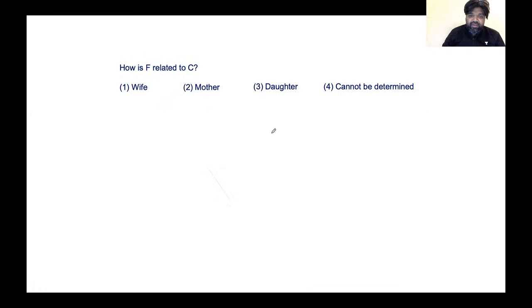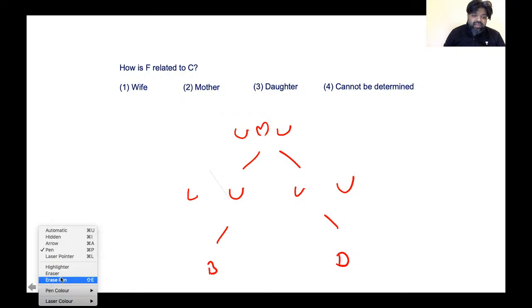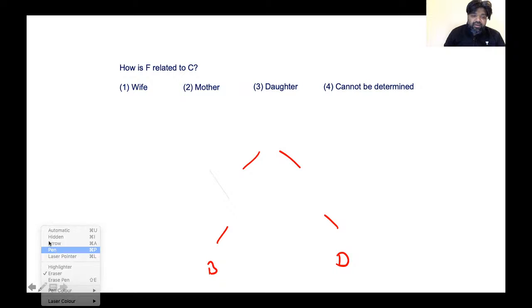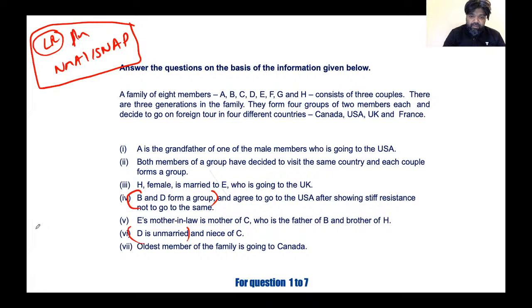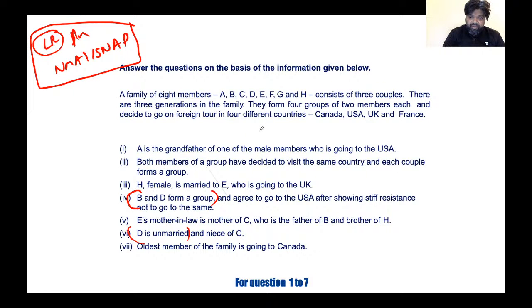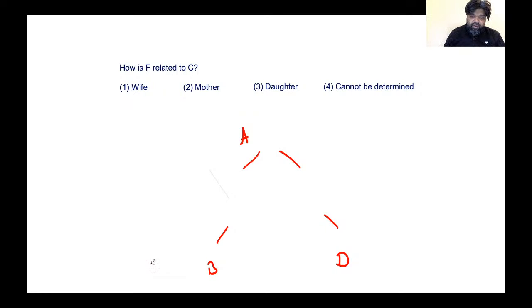Okay, so there is a grandfather, grandmom. They must be having 2 couples. And then there is B and D. Something like this. This is how the family tree looks. This is very clear. B and D will be in the lowest level of the tree. A is the grandfather of one of the male members. So A is the grandfather. Okay, got it. Who is going to US? So these 2 people are going to US.